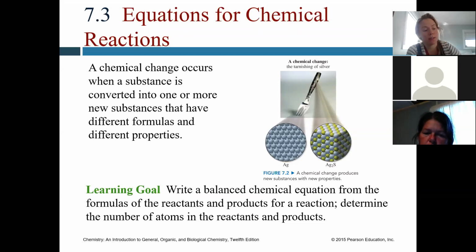So you're starting with something and what you're ending with is not just a different phase. We're not just melting it. We're actually inserting atoms or breaking atoms off, things like that.